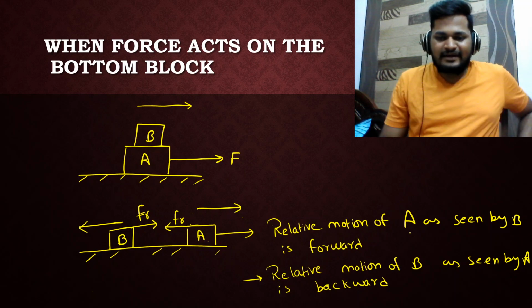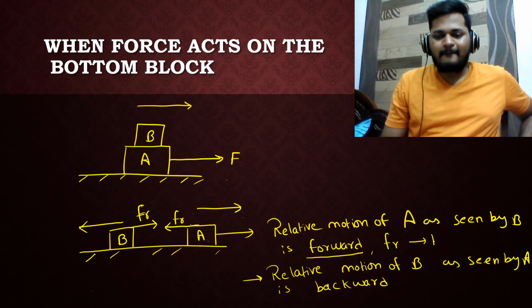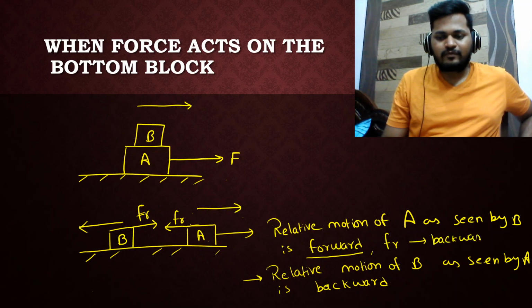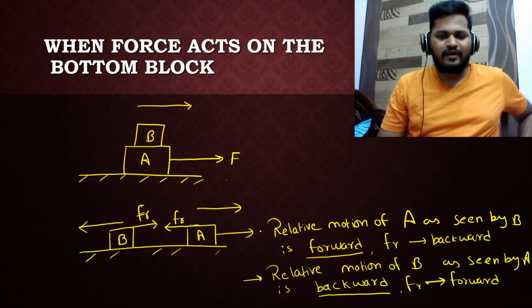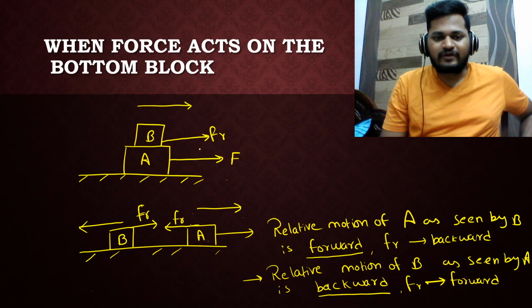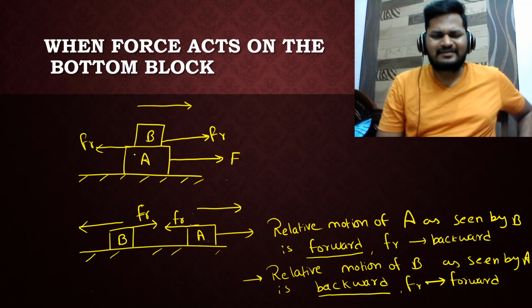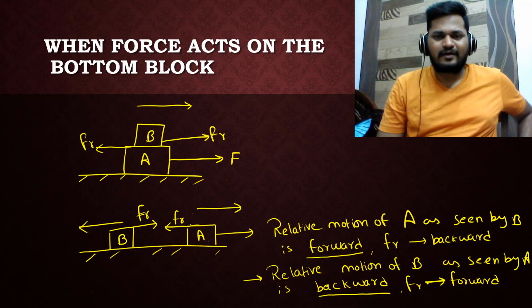So friction opposes relative motion. So relative motion of A is forward, so friction acts in backward direction for A, and relative motion of B as seen by A is backward, so friction acts in forward direction for block B. Okay, understood. That is the reason, as friction is acting on B in forward direction, B is also moving forward, and friction on A will be acting in backward direction, action reaction pair. Okay, I hope you understood.